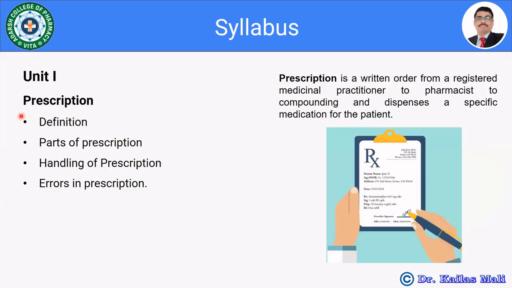The next point is prescription. So what is meant by the prescription? Look at the figure. So this is a prescription. Maybe all of you are aware of the prescription which is written by the physician or the doctor. The prescription is a written order from a registered medical practitioner to the pharmacist to compound and dispense a specific medication for the patient. In the prescription chapter, we are going to discuss the definition, then the parts of prescription, handling of prescription, and errors in the prescription.